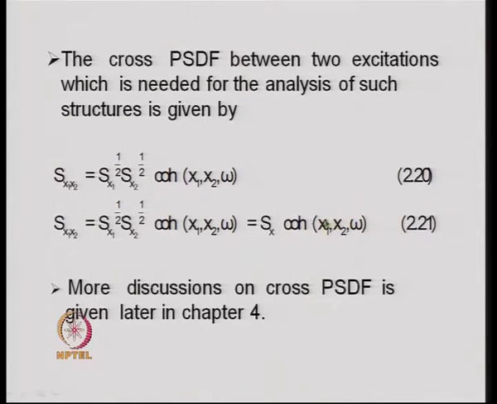For a very small value of the distance between x1 and x2 and for small value of frequency, we can see that the coherence function approaches unity, that is, we get a case of perfect correlation. In that case, the cross power spectral density function between the two points becomes the same as the power spectral density function of the ground motion. More discussion on the cross power spectral density function will be taken up in chapter 4, which we will discuss later.